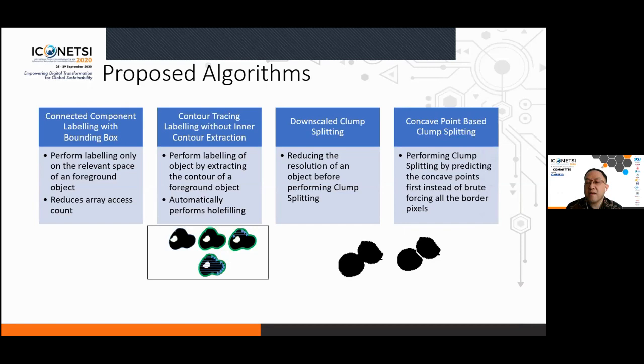The other algorithm is that we perform downscaling before clump splitting, so the number of elements to be accessed when performing this algorithm is reduced to a quarter of the original resolution. And then concave point-based clump splitting performs clump splitting only on the possible points where a clump should happen, that is, a concave point.